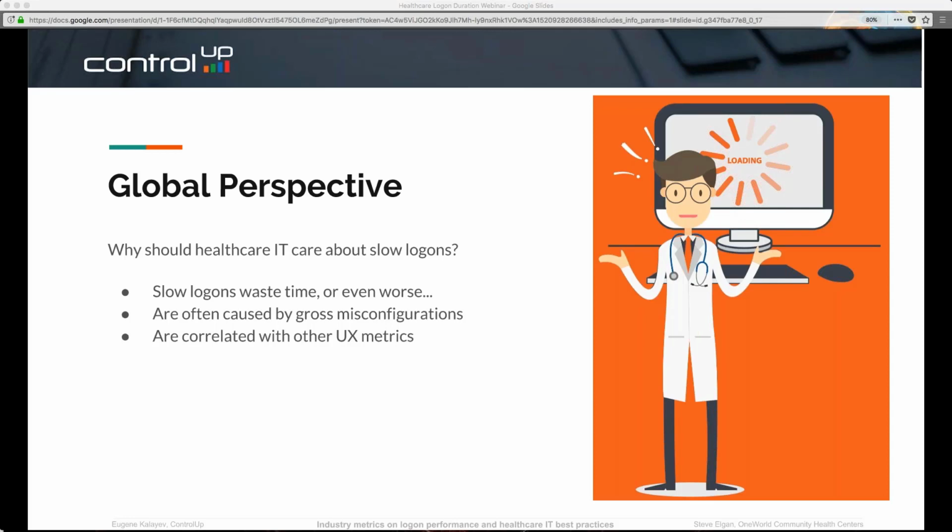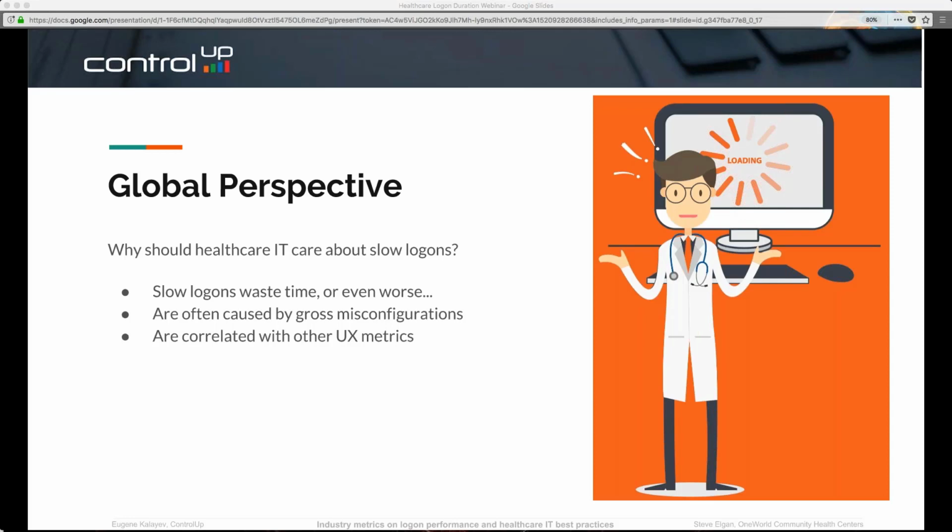If you examine those extreme cases and look at the underlying misconfigurations that cause the extreme logon delays, you discover things that shouldn't be happening in your environment to begin with. So this is another independent reason to look into logon duration, and especially the extreme cases.